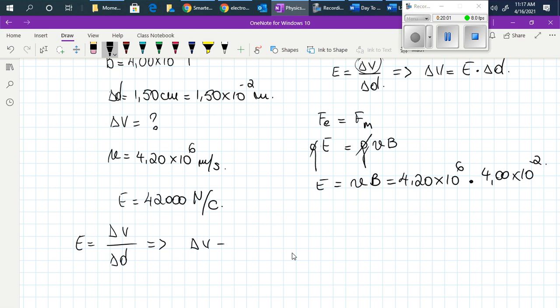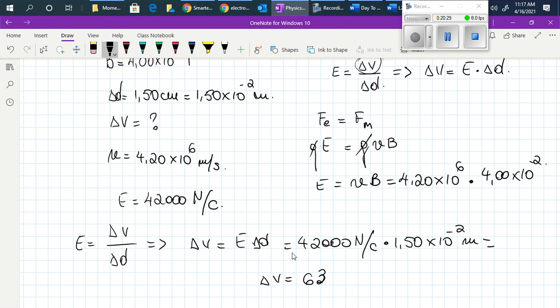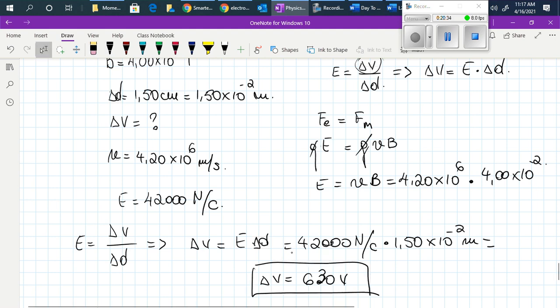So delta V will be E times delta D, or 4200 newtons per coulomb times 1.50 times 10 to the power of -2 meters. So times 1.50 times 10 to the power of -2, and delta V will be 630 volts. I think, yeah, 630 volts. Okay.